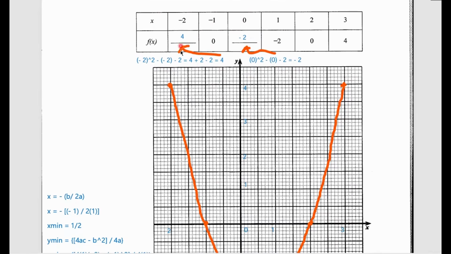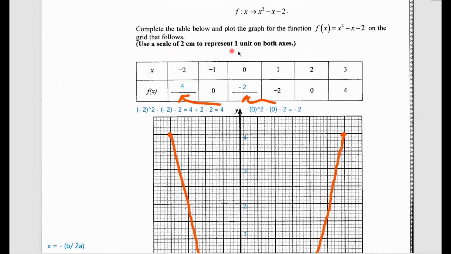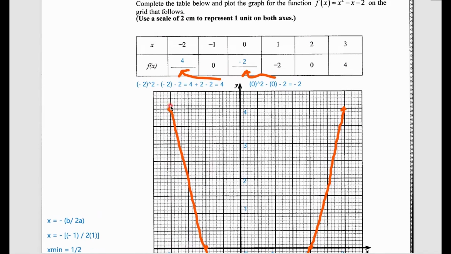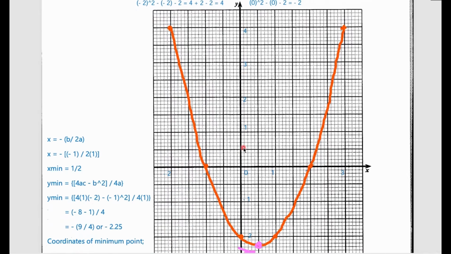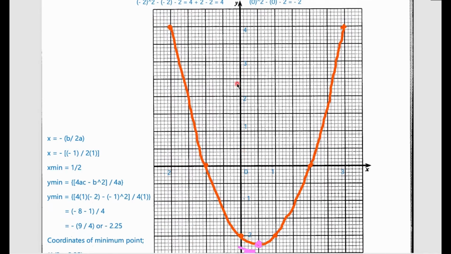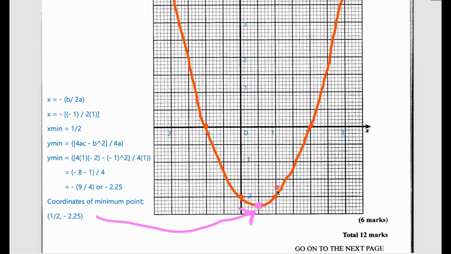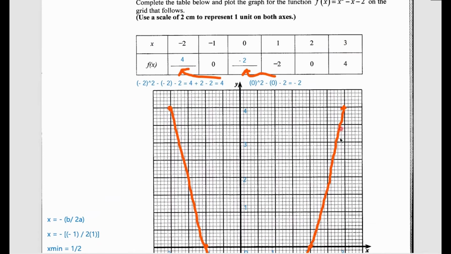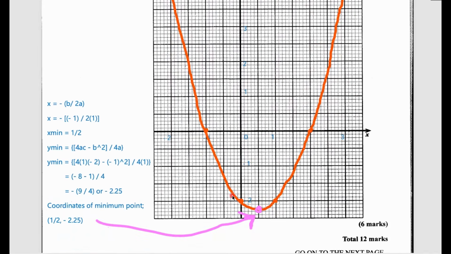And we plot the points. So, minus 2 with 4. I try my best here. Following the scales they give, with 2 cm to represent 1 unit on both axes. So minus 2 with 4 is here. Minus 1 with 0, that's this. 0 with minus 2, that's here. 1 with minus 2, it's here. 2 with 0. 3 with 4. And I think I got that curve fairly well, you know.